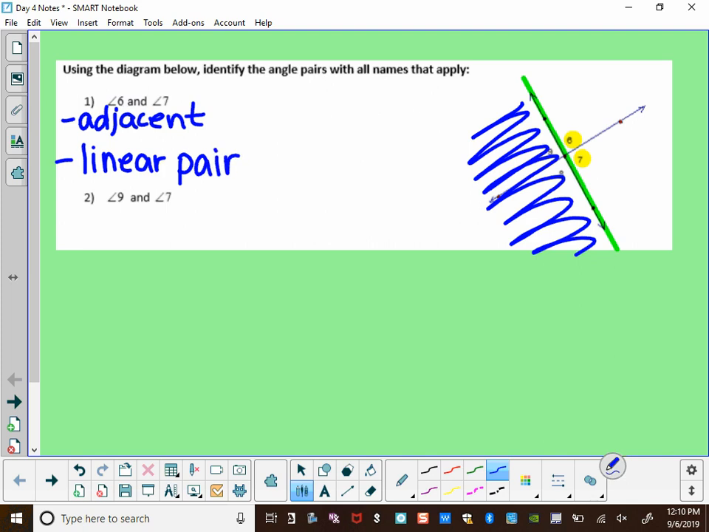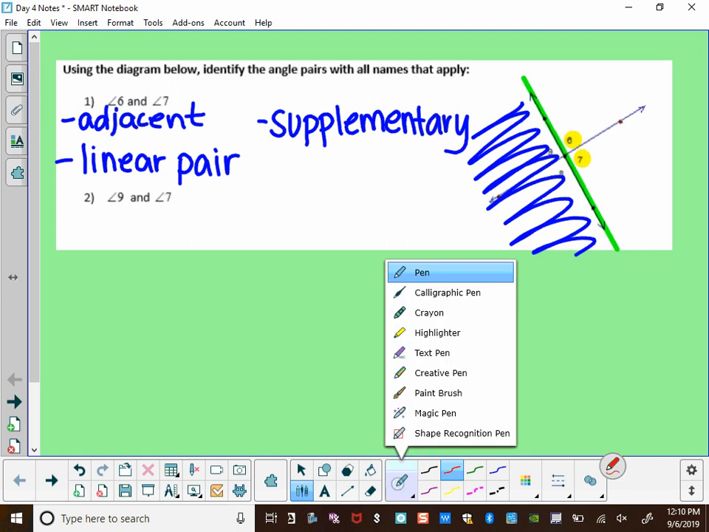And because they are a linear pair, that means they add up to 180. So there are 2 angles that add up to 180, which makes them supplementary. Those are my angle pairs.